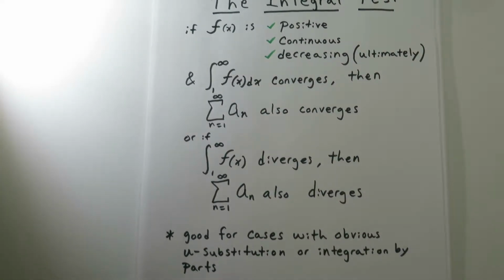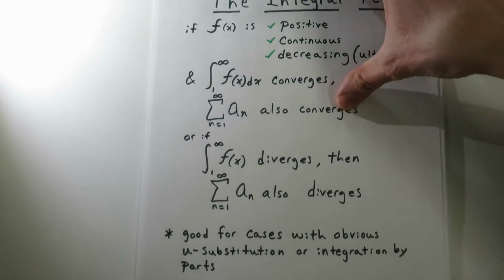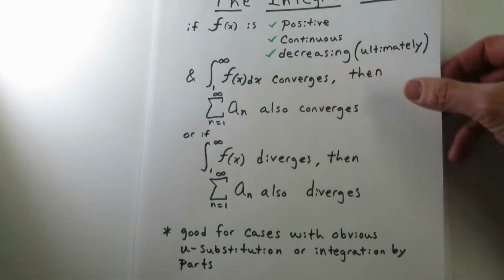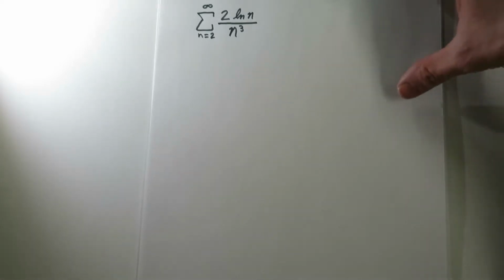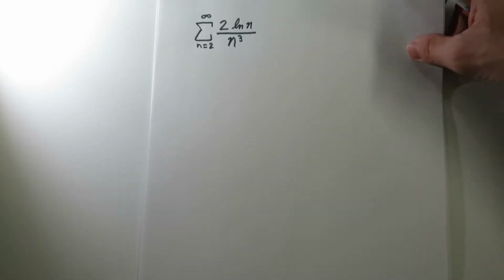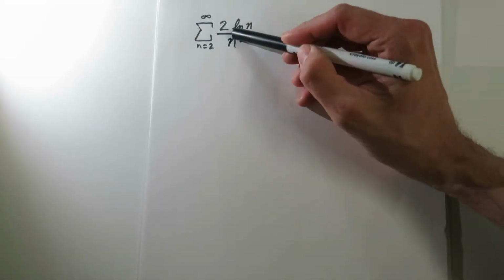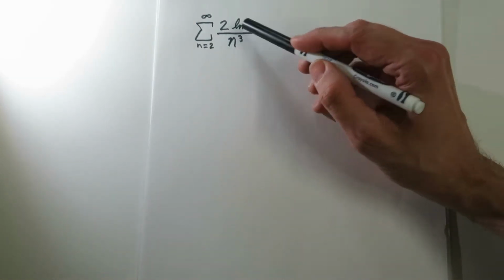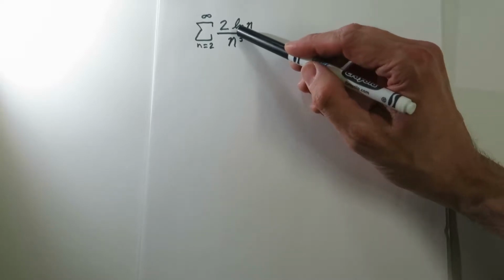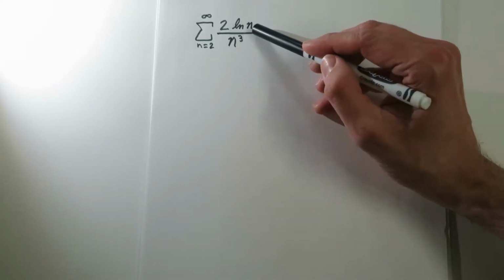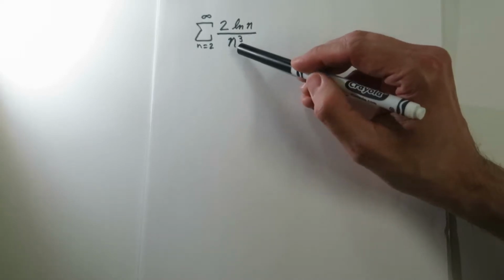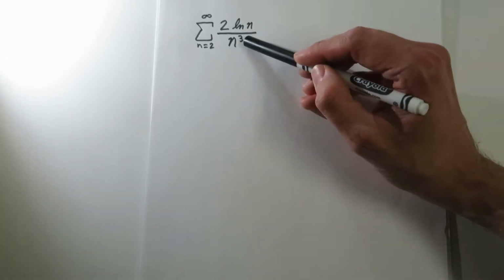So let's take a look at a rather tricky example of a series that we can evaluate using the integral test to show whether or not it converges, like you might see on your exam. They're always trying to trick you with these. So let's be ready. Here we have the series from n equals 2 to infinity of 2 times the natural log of n, all of that over n to the third power.